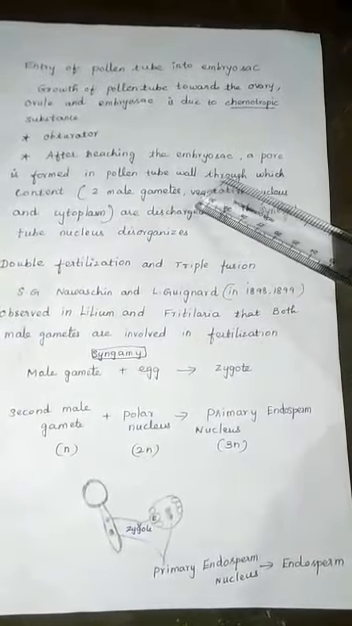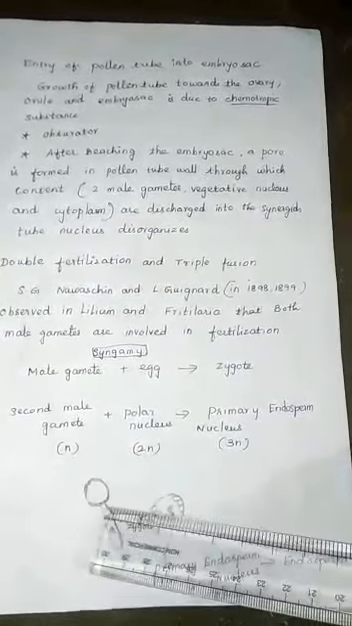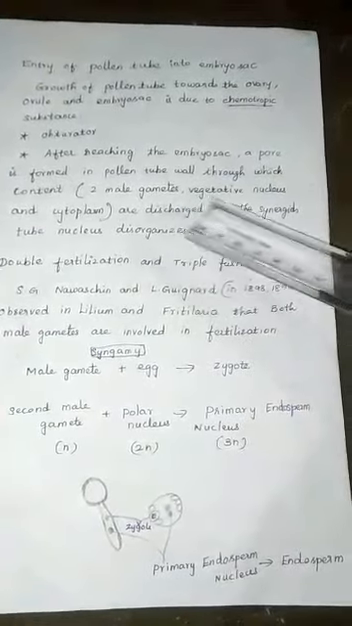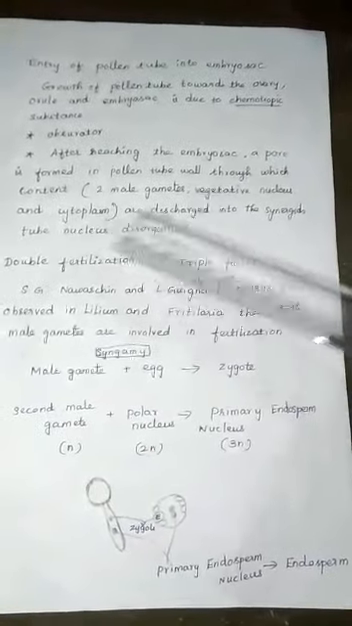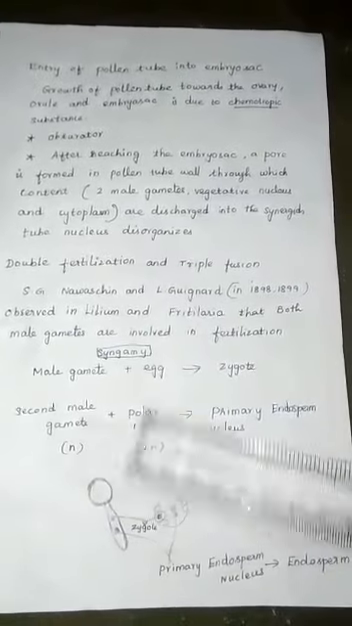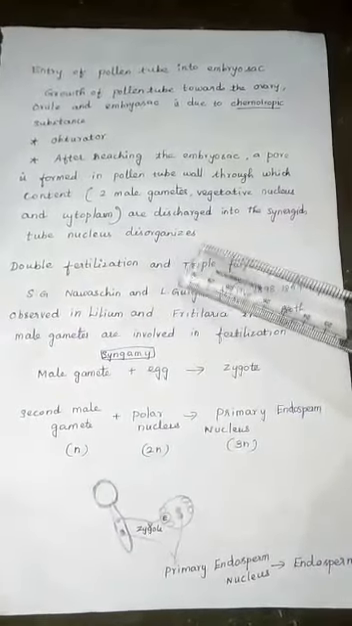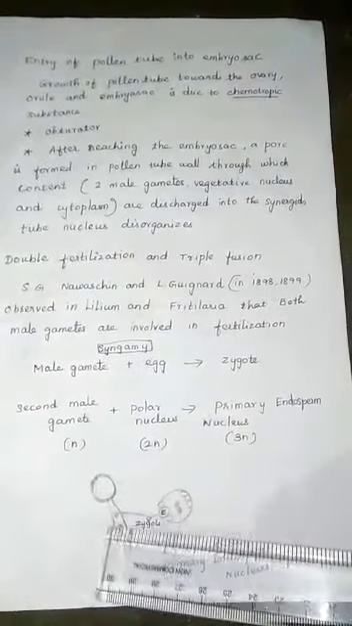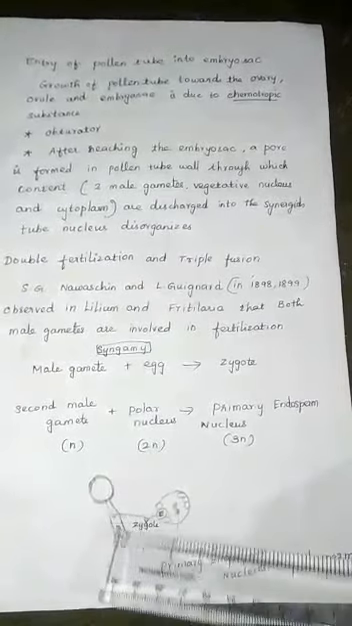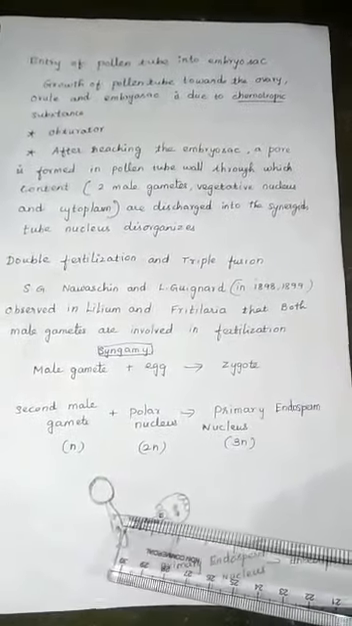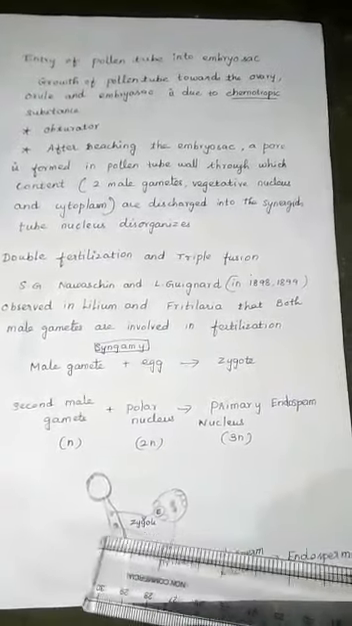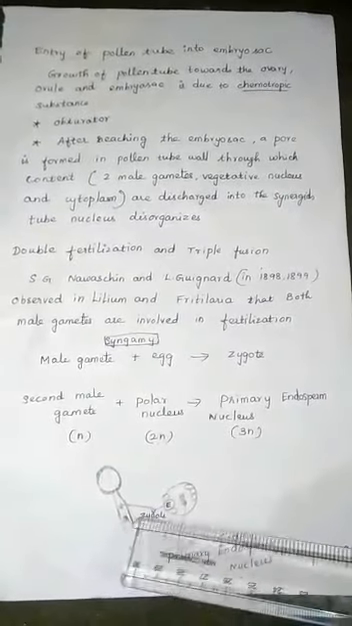After reaching the embryo sac, a pore will be formed in the pollen wall through which the content, two male gametes, vegetative nucleus and cytoplasm, are discharged into the synergids, and the tube nucleus will be disorganized. So after reaching the embryo sac, a pore is formed. Through that pore, the two male gametes as well as the cytoplasm and tube nucleus enter into the synergids, then the tube nucleus is disorganized.